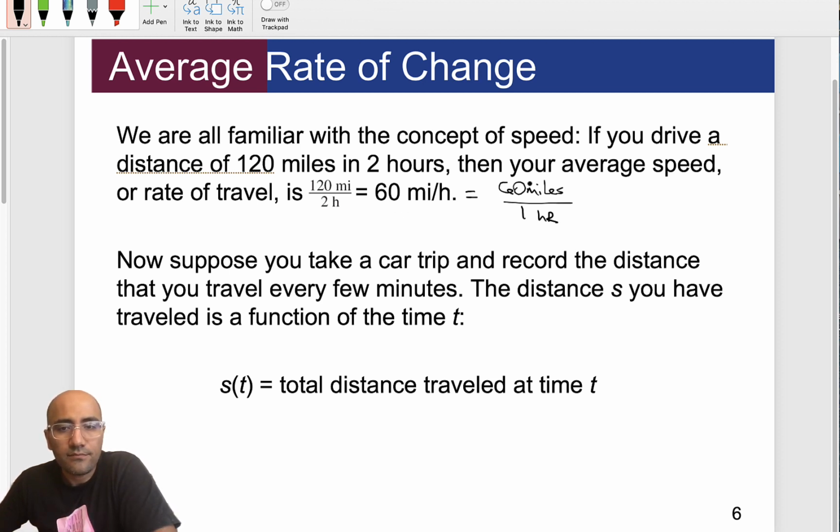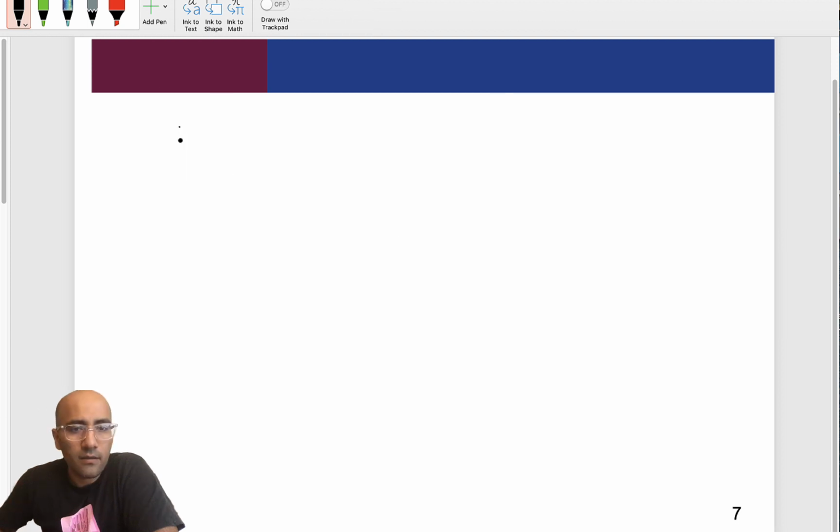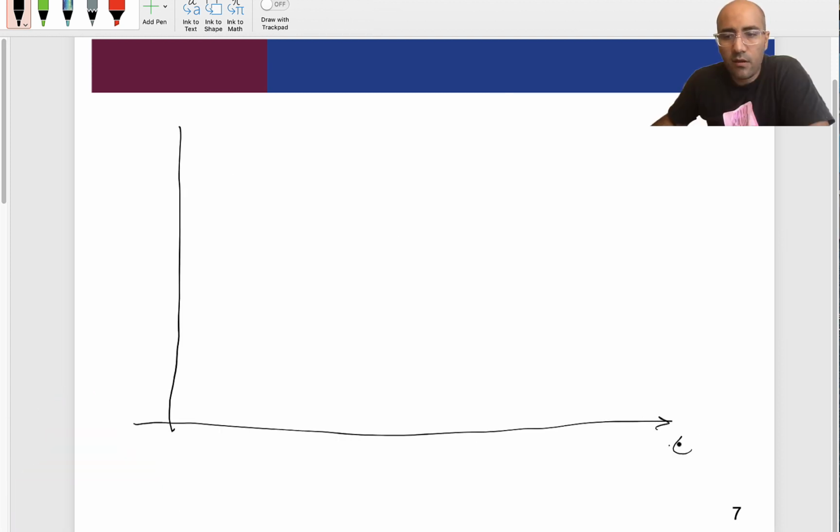Anyway, so if you're traveling an average of 60 miles per hour, that means that every hour traveled, you drive 60 miles. Okay, so suppose you take a car trip and record the distance that you travel every few minutes. The distance s that you have traveled is a function of the time t. So, for example, we have time going on over here, and we have s of t happening over here.